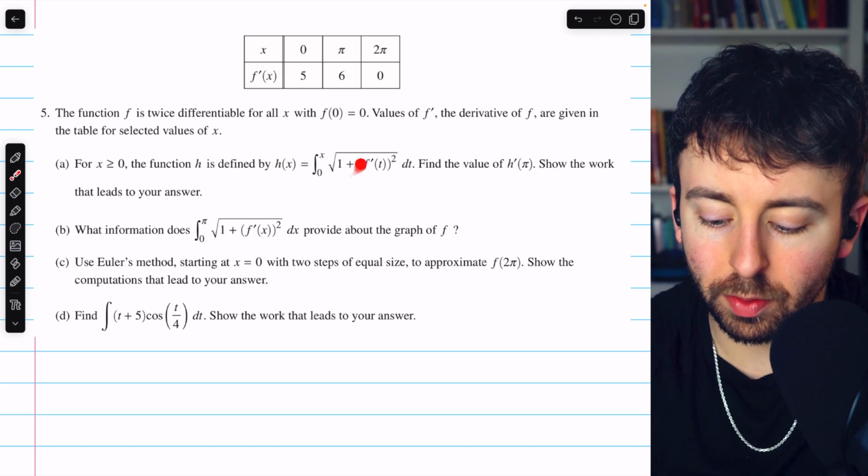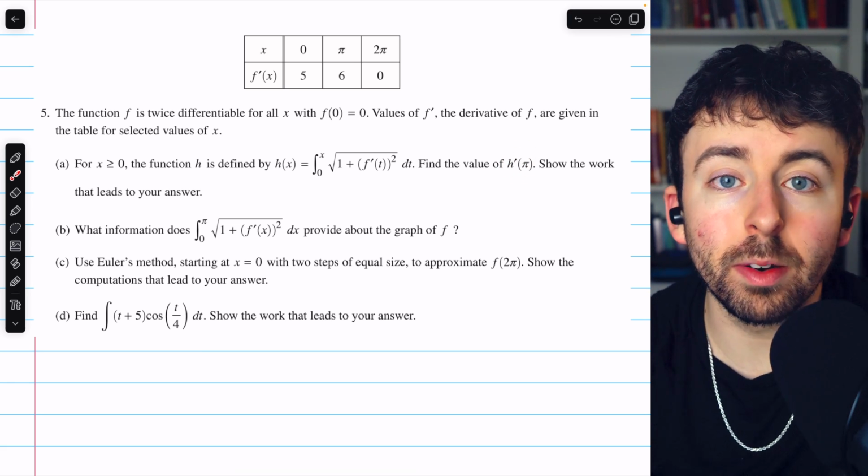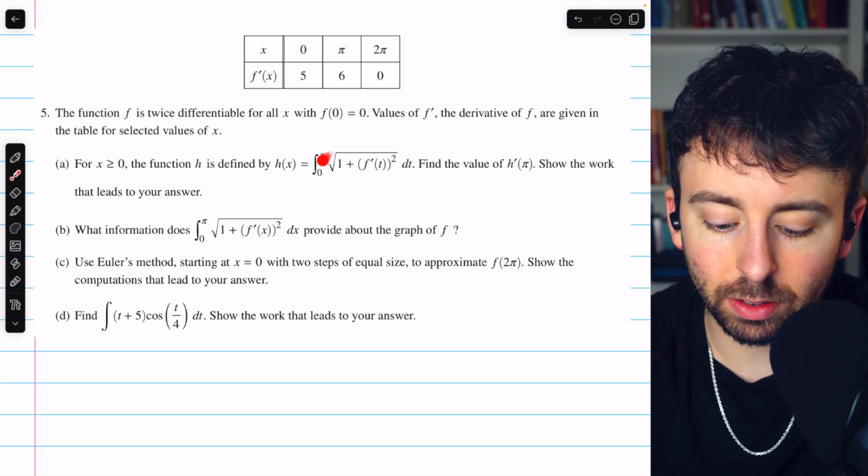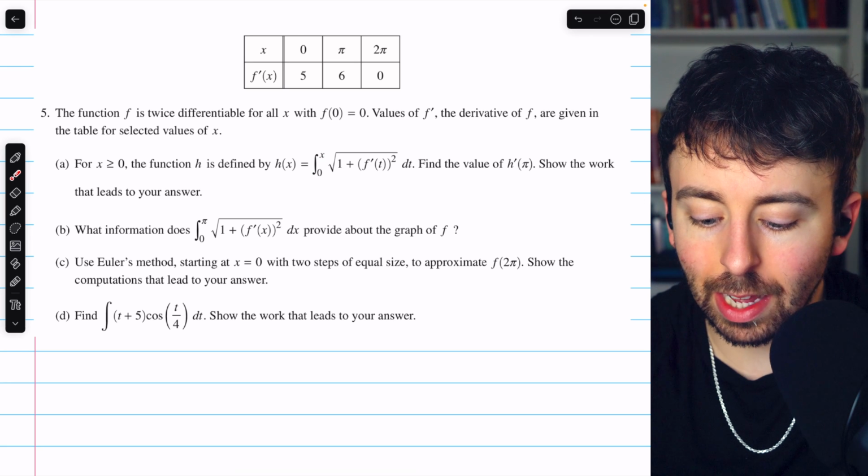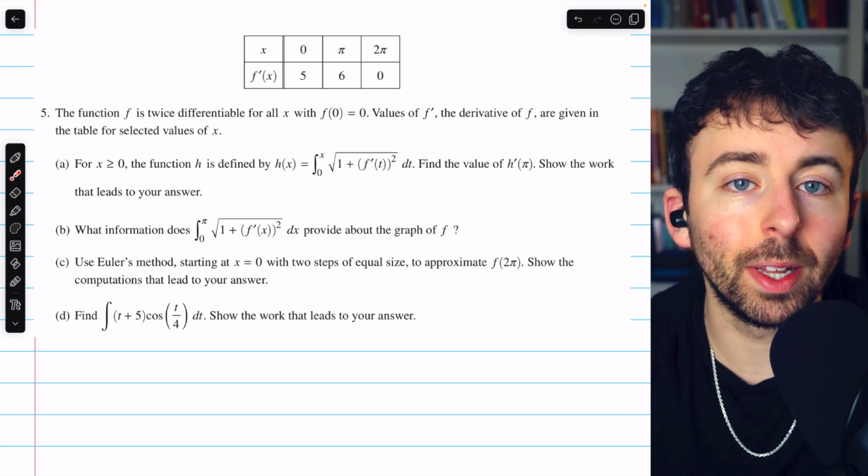When we take the derivative of h to find h prime, by the fundamental theorem of calculus, this integral is going to go away, and we'll just be left with the integrand, and we'll have to plug in pi.